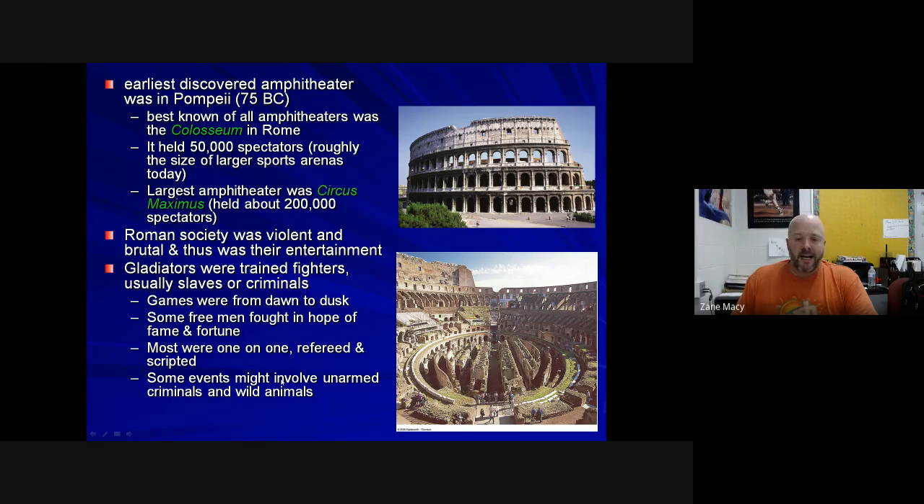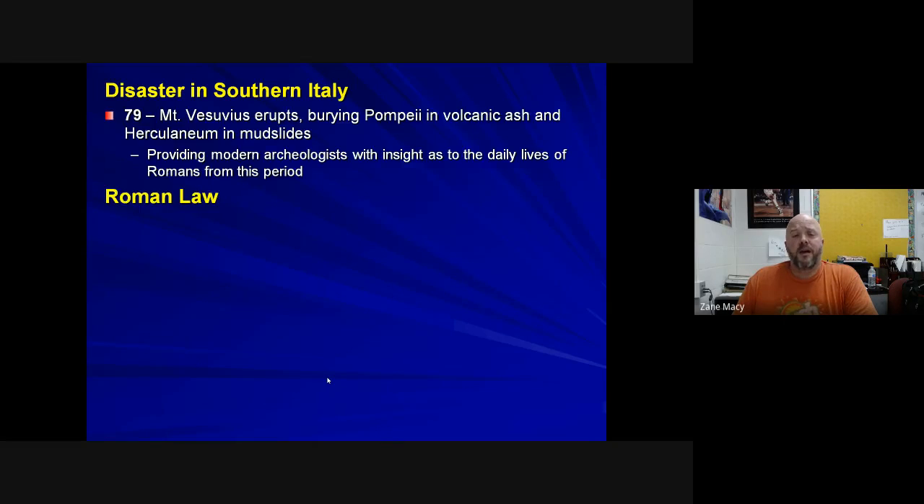Sometimes you would have gladiators fighting against wild animals. Sometimes you would have criminals. Sometimes you would have, at periods in time when Christians were persecuted, they would be thrown to wild animals, as punishment for their crimes and very bloodthirsty entertainment for those that were in the stands.